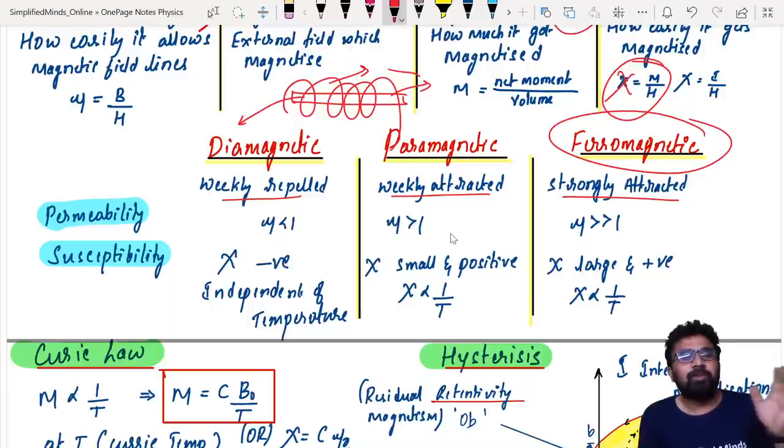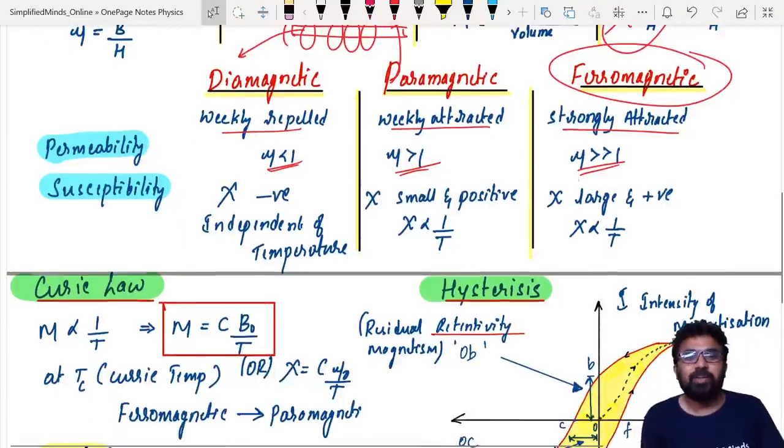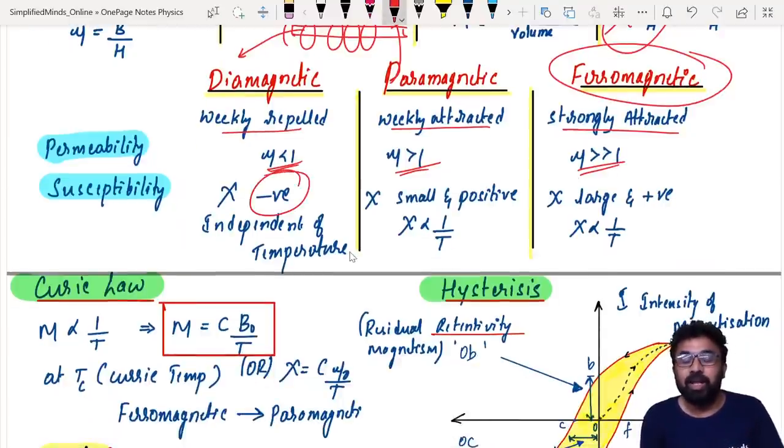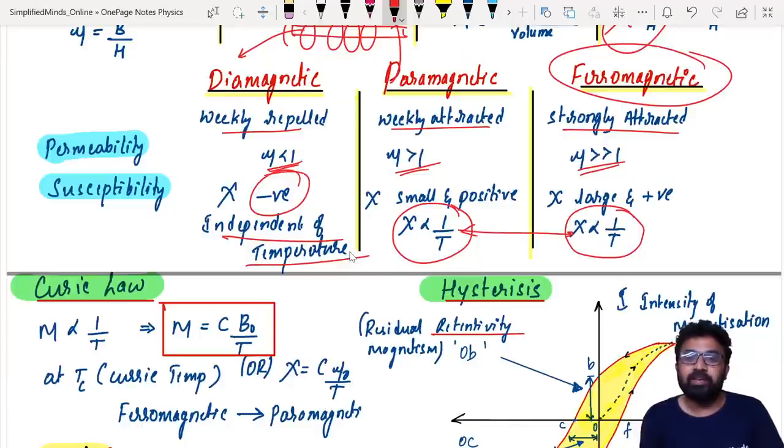Okay, and also permeability, as I told you already, how easily it allows the magnetic field. For diamagnetic, it doesn't allow much, so it's less than 1, and for ferromagnetic it's much greater than one. Then the susceptibility, how easily it gets magnetized, diamagnetic doesn't get magnetized, so the value is negative, and it does not depend upon temperature, it's independent of temperature. Paramagnetic, xi is small and positive, and it also depends upon temperature, it's inversely proportional to temperature. For ferromagnetic, the magnetization depends on temperature, and the Curie law we'll discuss later.